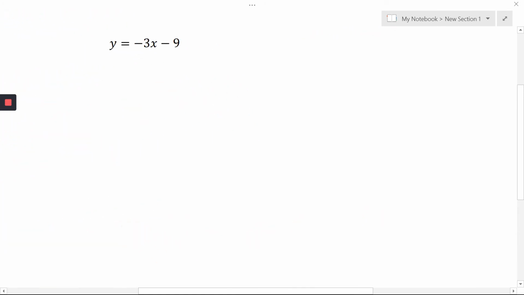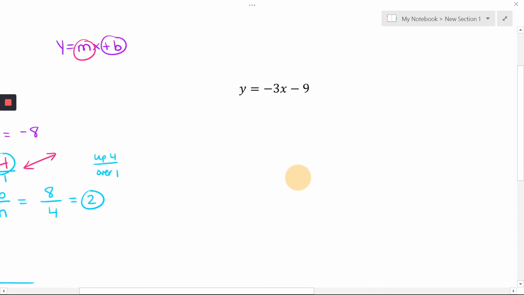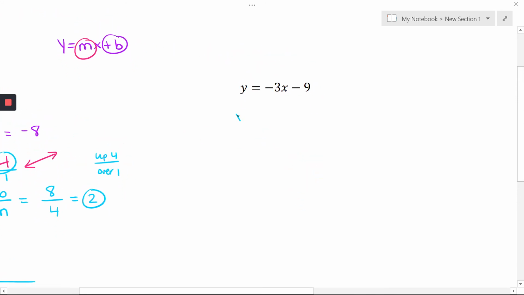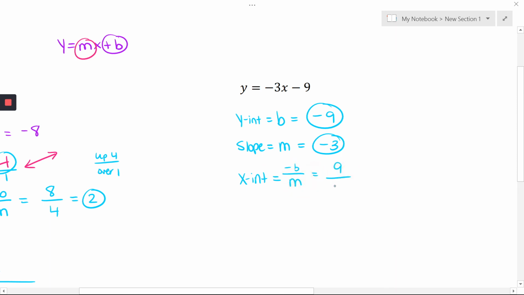Looking at our next one, and following, let me scoot over so you can see, following the idea that my y-intercept is my b, that would be -9. My slope is my m value, which is in front of my x, so -3. And then my x-intercept, which is -b/m, would get me now a +9/3, which would get me an x-intercept of -3.